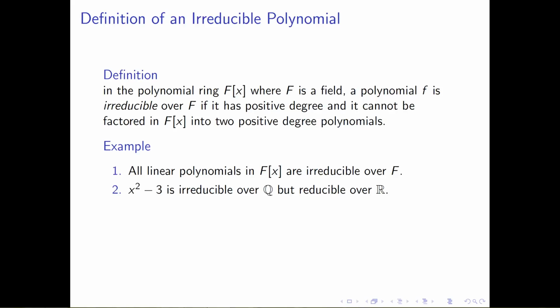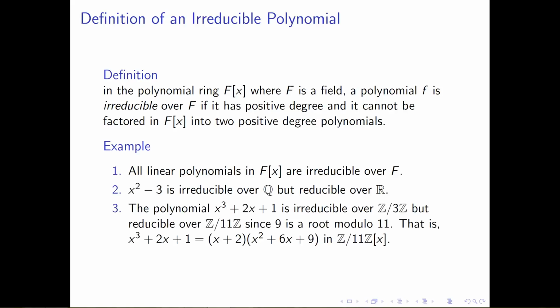However, we can factor x squared minus 3 as the quantity x plus the square root of 3 times the quantity x minus the square root of 3. And the numbers square root of 3 and negative square root of 3, those are real numbers. So we can factor x squared minus 3 as the product of two positive degree polynomials in R adjoined x, but we cannot do so in Q adjoined x because the square root of 3 is an irrational number.